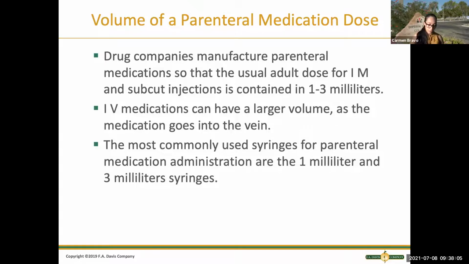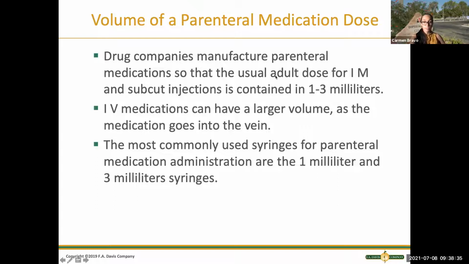We have the vastus, which is the one in the thigh, the lateral side. We give up to 2 mLs there. And then the side, the vastus lateralis, which is on the side, that one can take 2 to 3 mLs on an injection. And then the dorsogluteal, which is the upper buttock here, and that one takes up to 3 mLs as well. And we don't do the dorsogluteal anymore, very, very little.